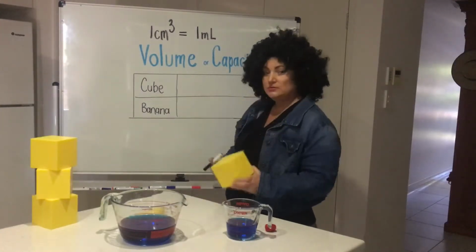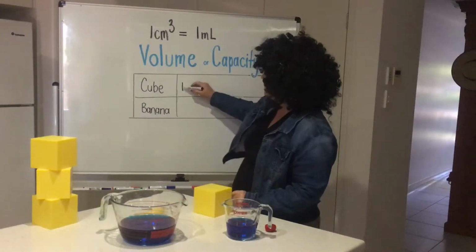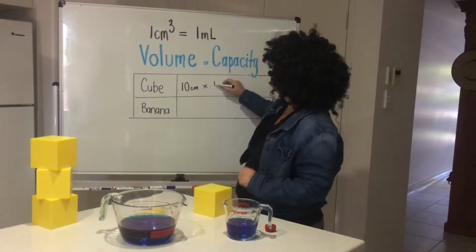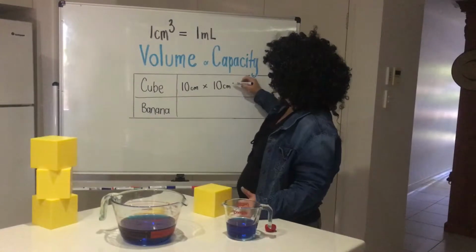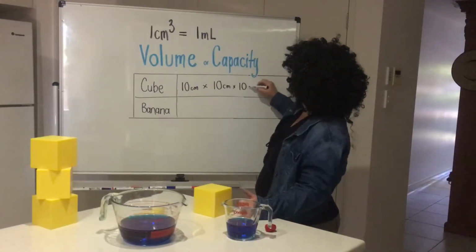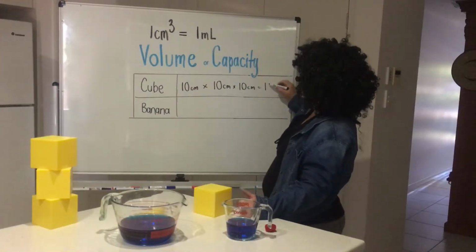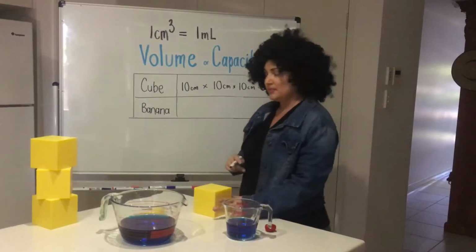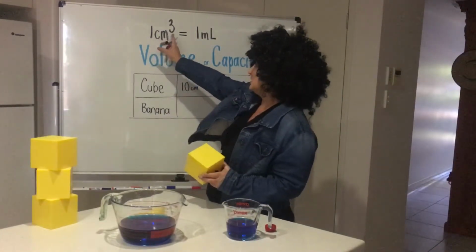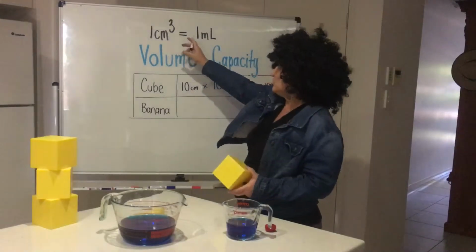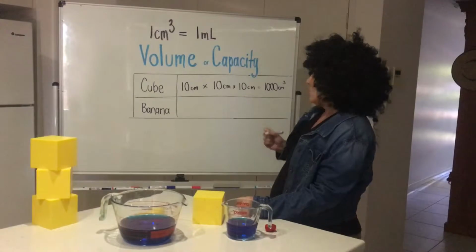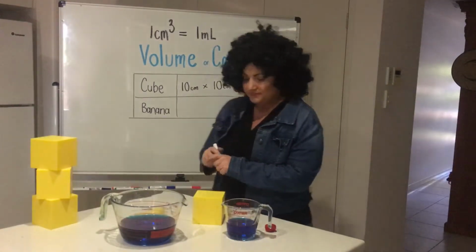Now we know that 10 centimetres times 10 centimetres times 10 centimetres equals 1,000 centimetres cubed. Now 1,000 centimetres cubed has to be equal to 1,000 millilitres.